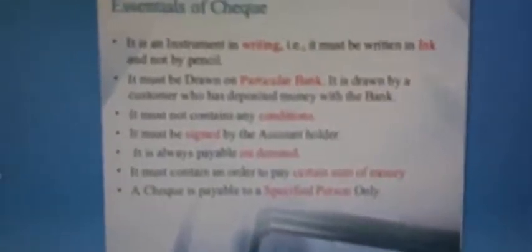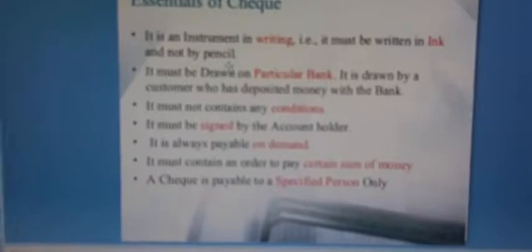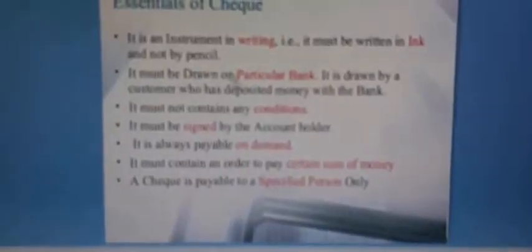The first one, it's an instrument in writing. It must be written in ink, not by pencil. That is very, very important. We are writing this check with the help of a pen, not by pencil. So the first important characteristic is that it is an instrument in writing. It must be written in ink.